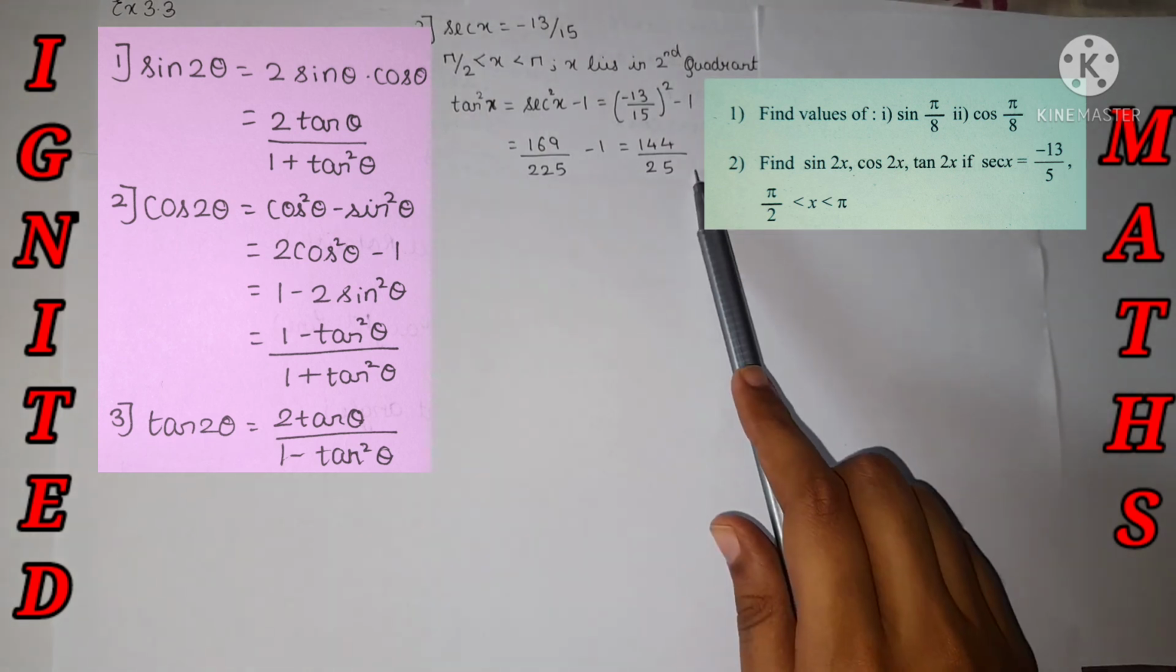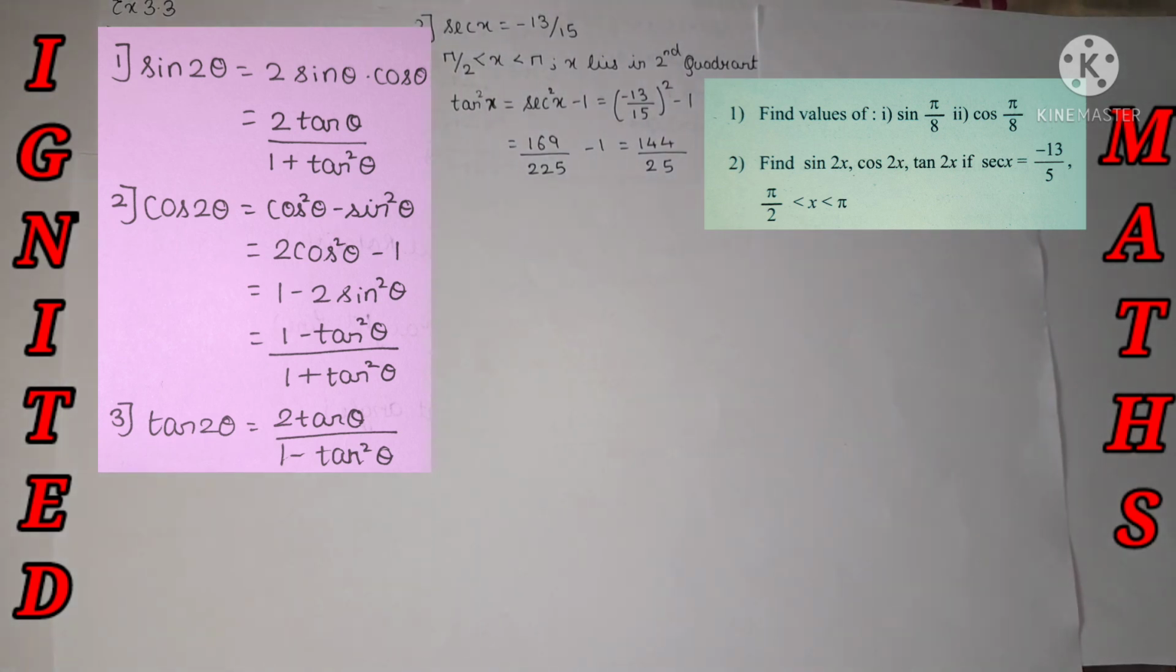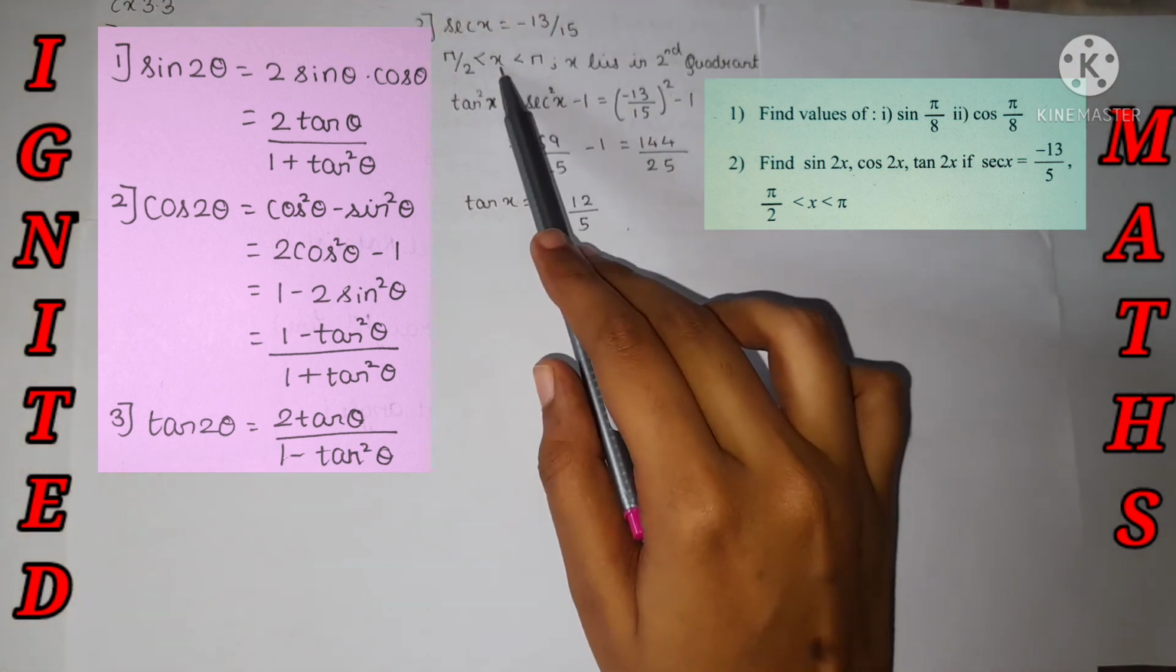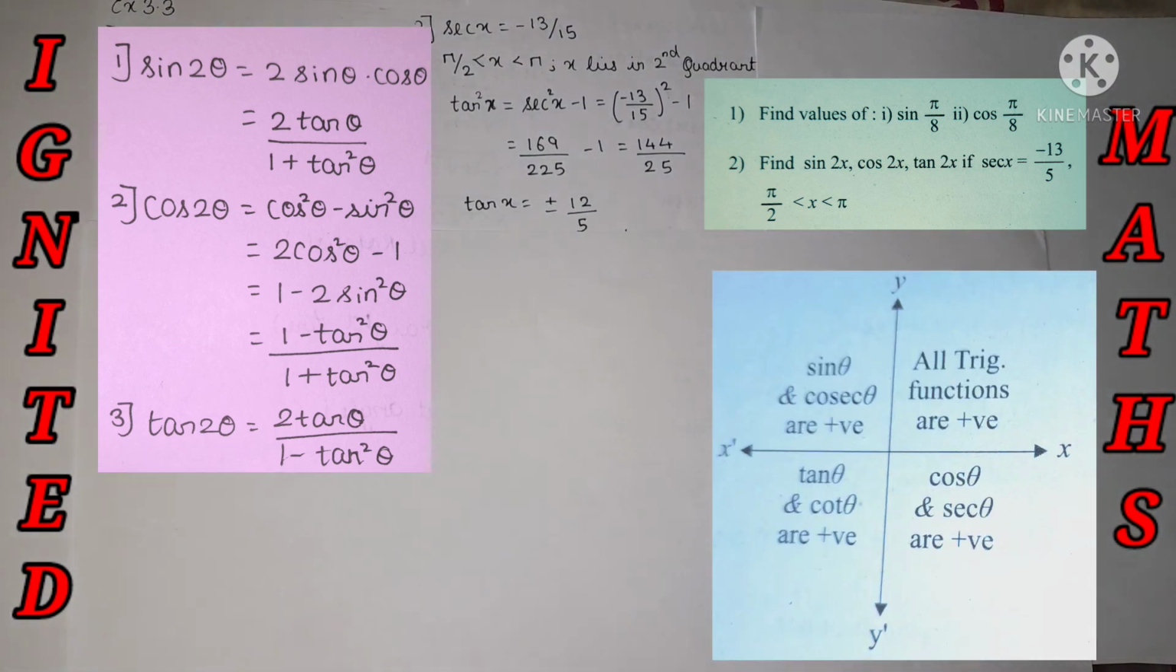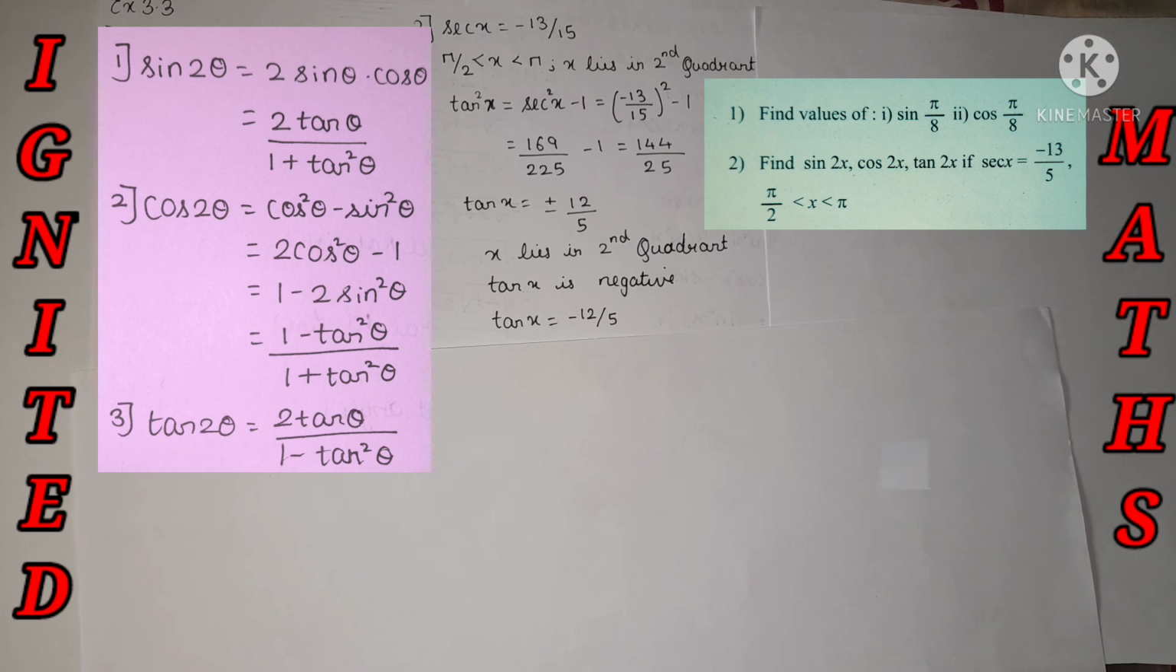This is nothing but my tan square value, but we need to know the tan value. So plus or minus 12 by 5, whether it is positive or negative depends on x. So x lies in the second quadrant. In the second quadrant, only sine and cosec are positive, so tan will be negative. Yes, and we have come across tan and sec. We know the value of tan x and sec x. So can we put the values in sine 2x, cos 2x and tan 2x?